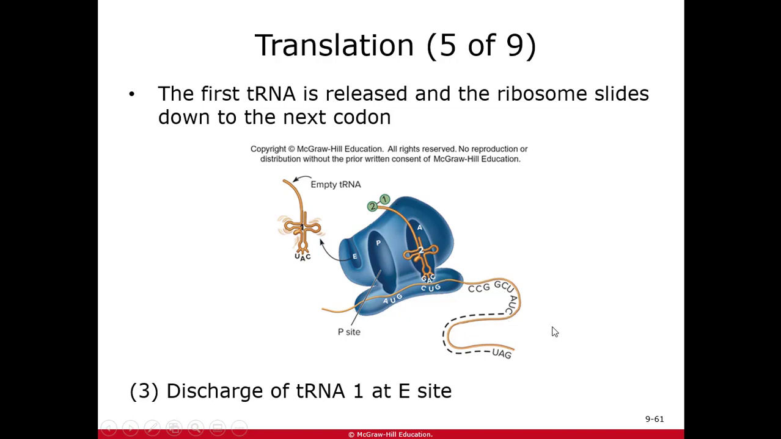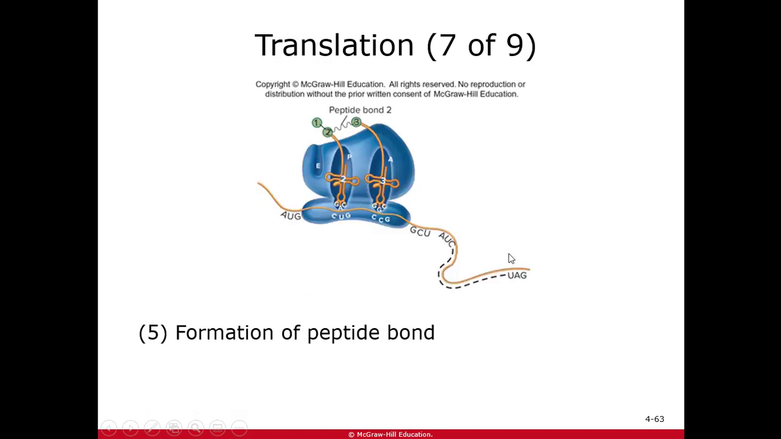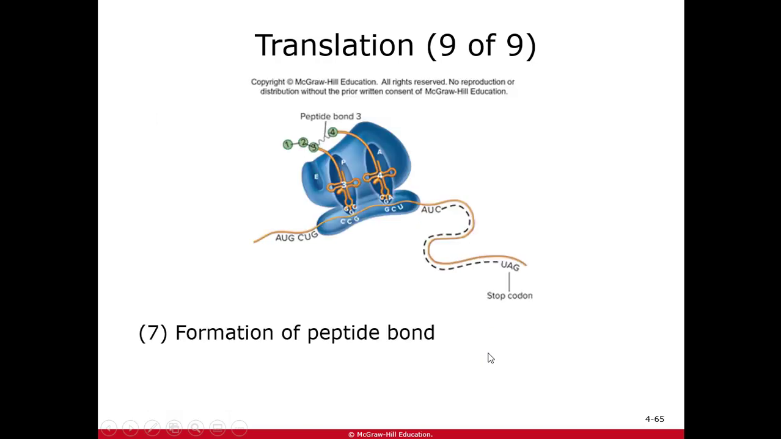And so it continues until it eventually reaches one of those 3 stop codons. And you're going to end up with, in the end, a whole bunch of amino acids, sometimes thousands long, a whole bunch of amino acids that will form a particular protein.